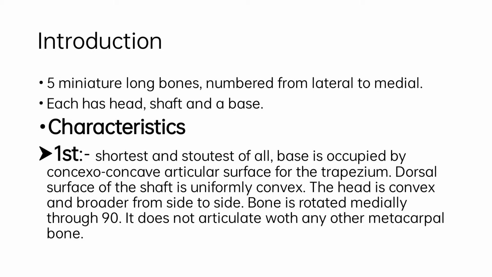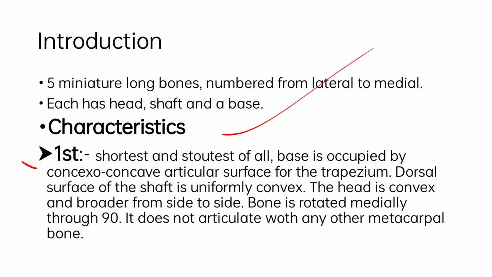Now, on the dorsal surface of the metacarpals, the shaft has an elongated flat triangular area, whereas in metatarsals, the dorsal surface of the shaft is uniformly convex. In metacarpals again, the base is irregular. In metatarsals, the base appears to be cut sharply and obliquely. Moving further to the characteristics.